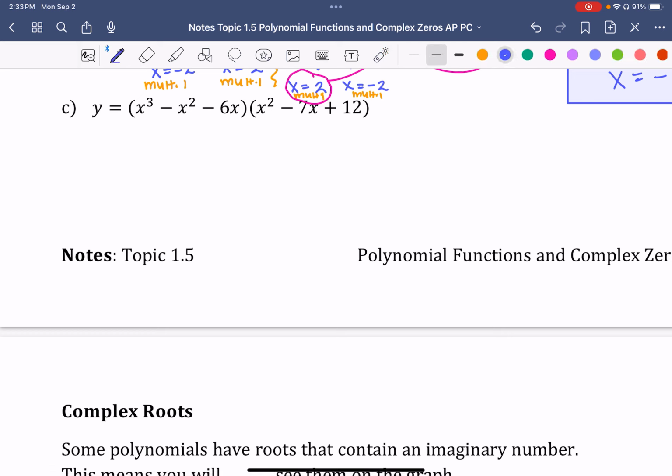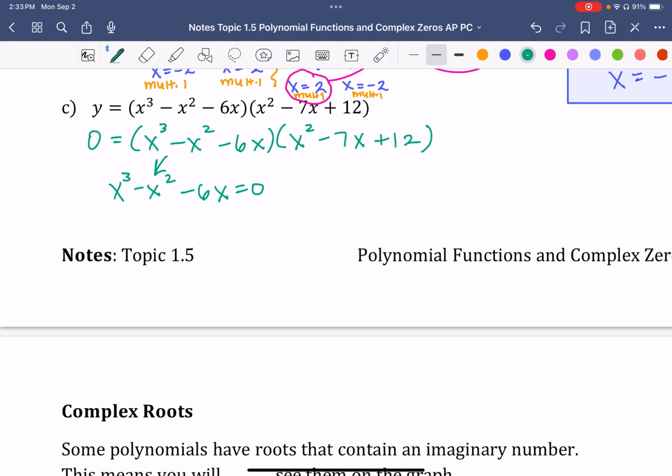For letter C, again, start by setting your y equal to 0. You get x cubed minus x squared minus 6x times x squared minus 7x plus 12. Okay, first thing you're going to do is separate your factors. Set them each equal to 0.